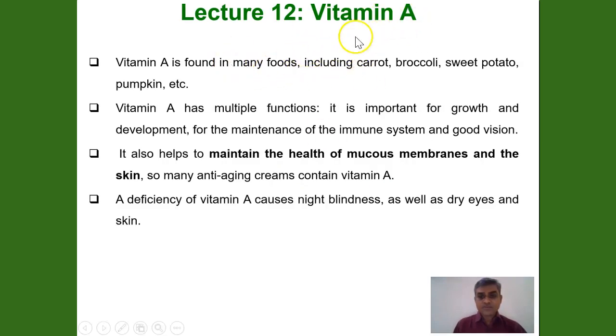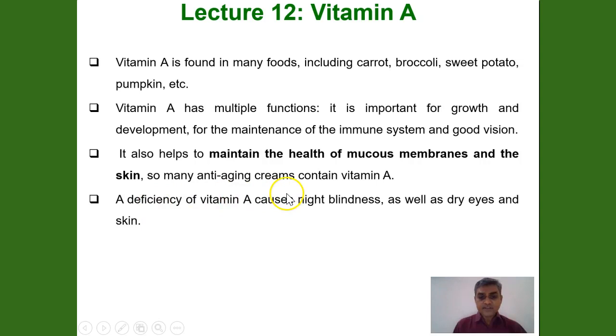Vitamin A is a nutritional molecule and there are various sources of vitamin A. Among them, vegetables like carrot, broccoli, sweet potato, and pumpkins are the major sources of vitamin A. Vitamin A has multiple functions. It is useful for the maintenance of the human system as well as good vision. It is also important for the maintenance of the skin because it helps to maintain the health of mucous membrane and the skin. So many anti-aging creams contain vitamin A.